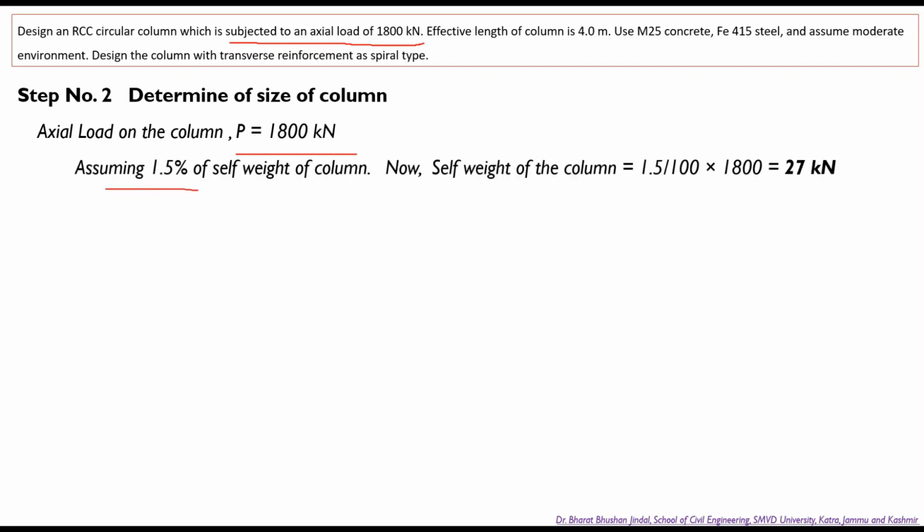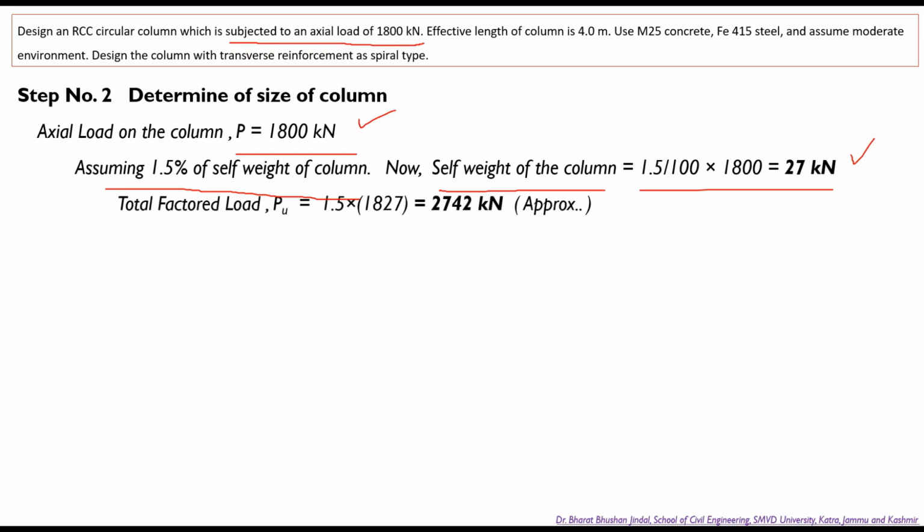Let us assume 1.5% of the load on the column as the self weight of the column. So when we take 1.5%, the self weight comes out to be 27 kN. When we have to calculate the factored load, we multiply by the partial safety factor, that is 1.5, and the total load will be 1800 kN, the axial load, plus 27 kN, the self weight of the column, so it comes out to be 1827. When you multiply it with the partial safety factor, you get the total factored load, for which we are going to design the section of the column as well as the reinforcement. So the ultimate, total factored load comes out to be 2742 kN approximately.